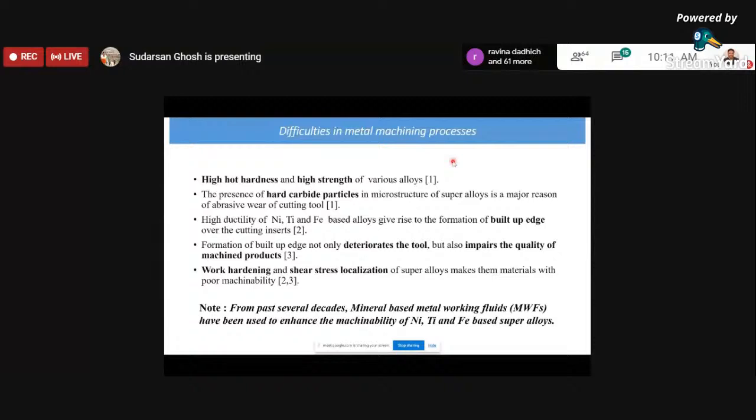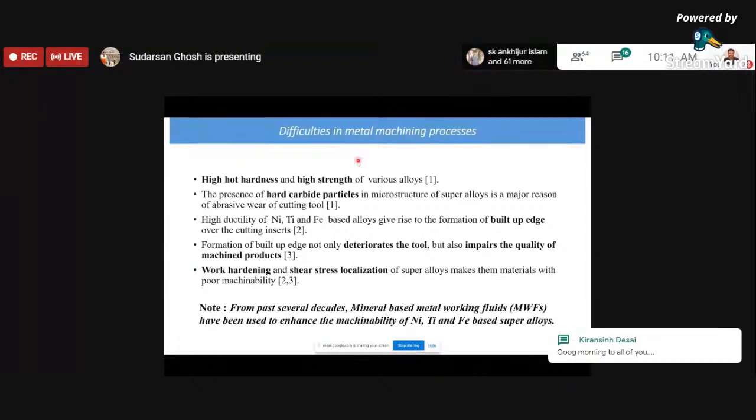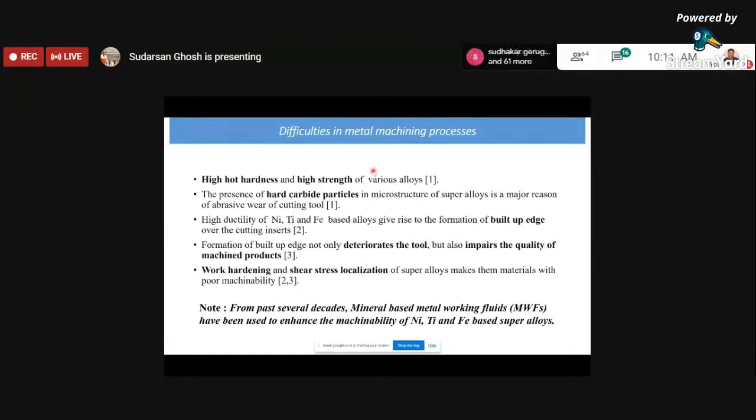But these days we do not use mild steels in many applications. In most engineering applications, we are using some alloy materials. They may be alloy steels, or alloys of other materials, not iron-based alloys but other based alloys like aluminum-based alloys, magnesium-based alloys, or titanium-based alloys, right? Such alloys have properties such as high hot hardness and high strength.